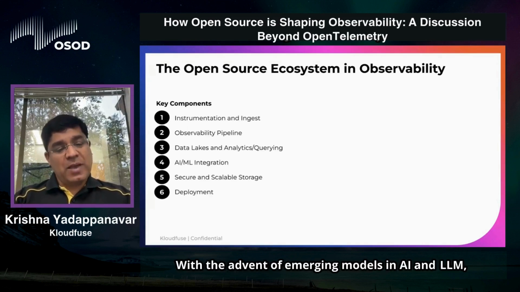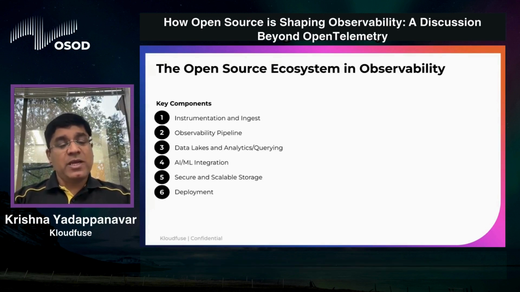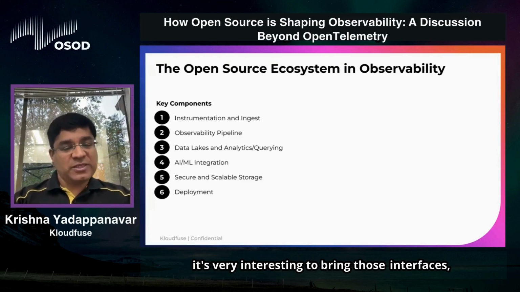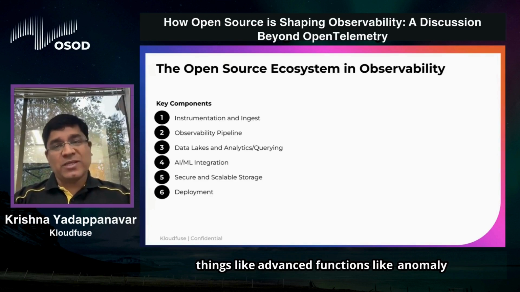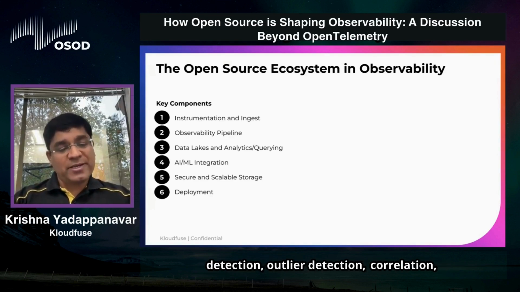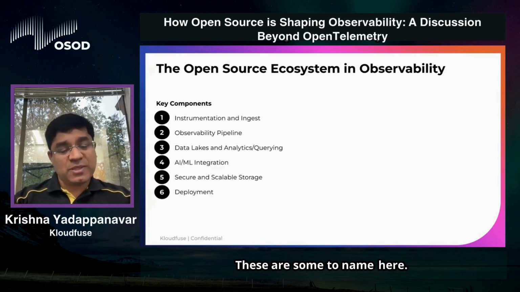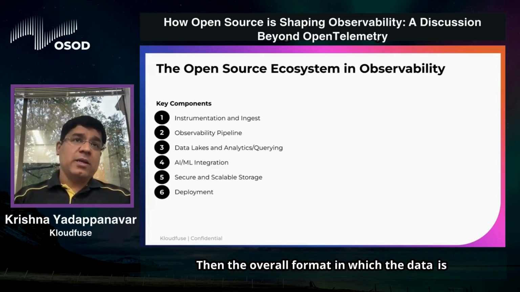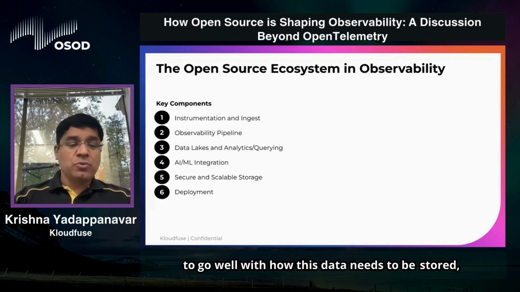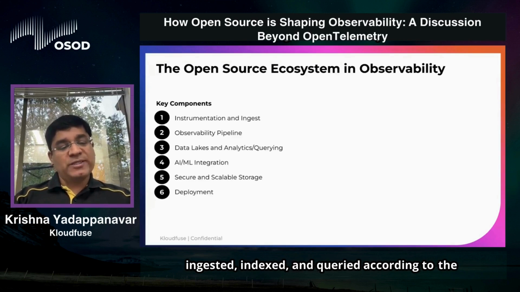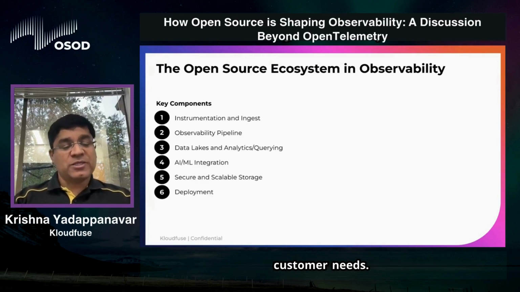With the advent of emerging models in AI and LLM, it's very interesting to bring those interfaces, which are again open source compatible, on top of the Observability data. Things like advanced functions like anomaly detection, outlier detection, correlation, causation. These are some to name here. And then the overall format in which the data is stored, the format in which the data is queried has to go well with how this data needs to be stored, ingested, indexed, and queried according to the customer needs.